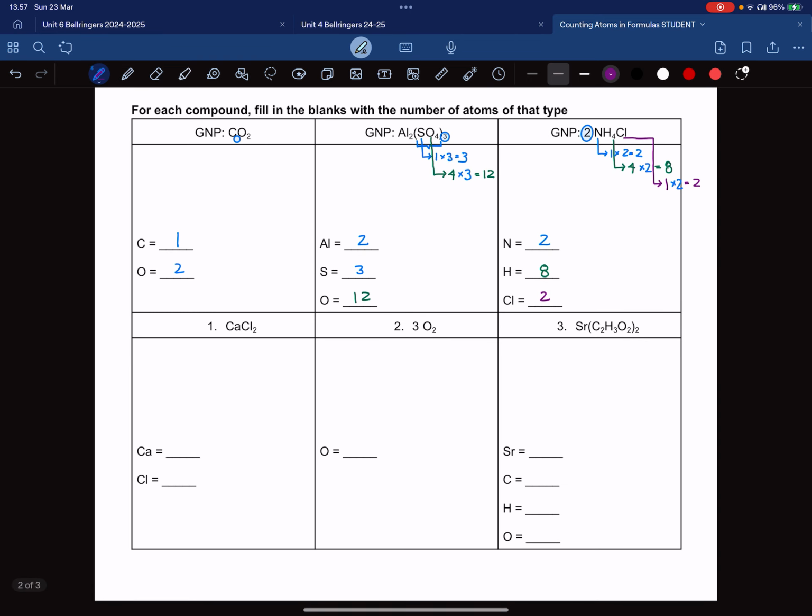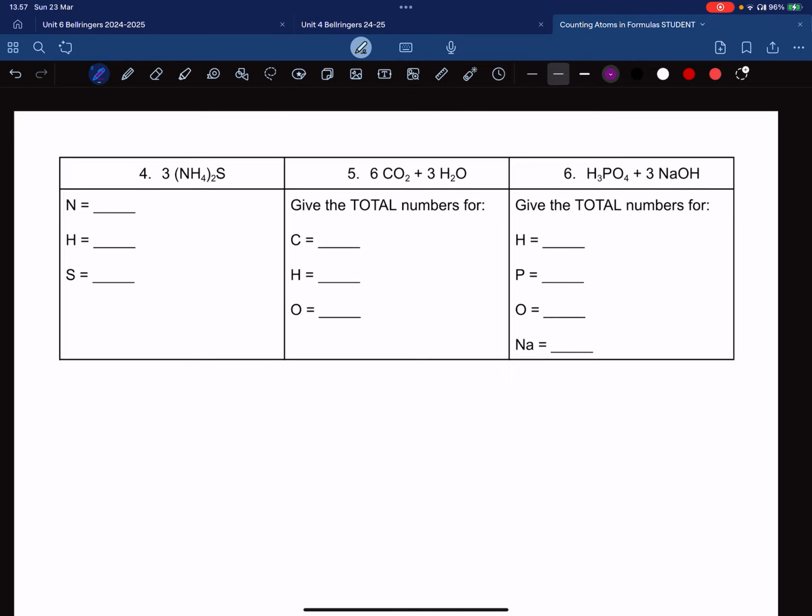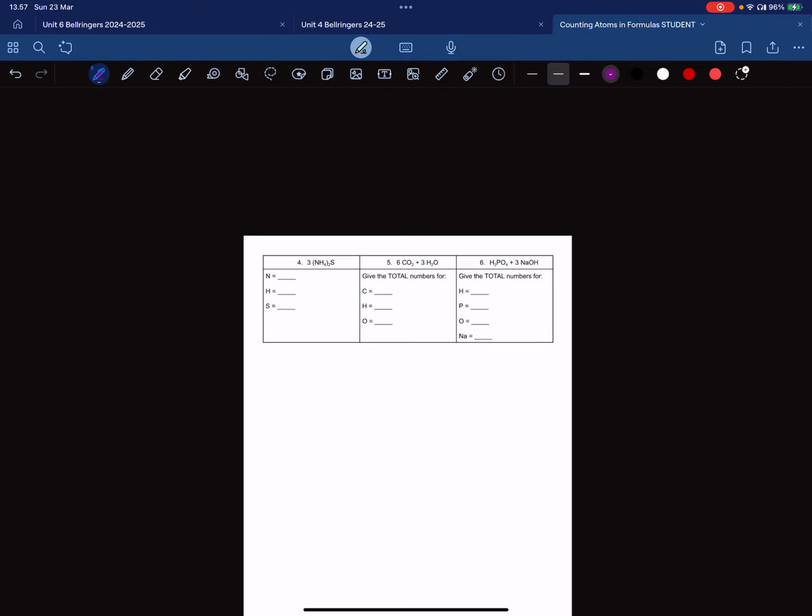There's 6 Canvas quiz questions. 1, 2, and 3. You should do them here first, then go to Canvas and check. You can check as you go, or you can check at the end as you wish. Good luck.